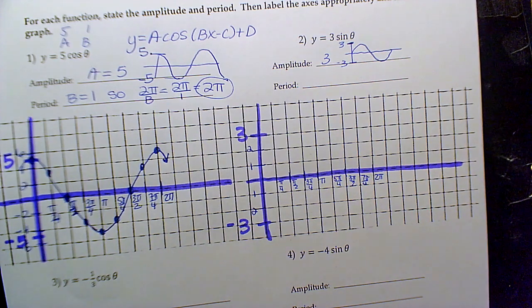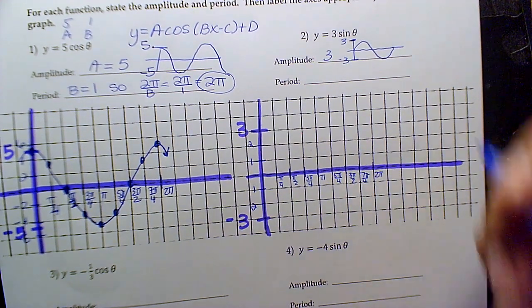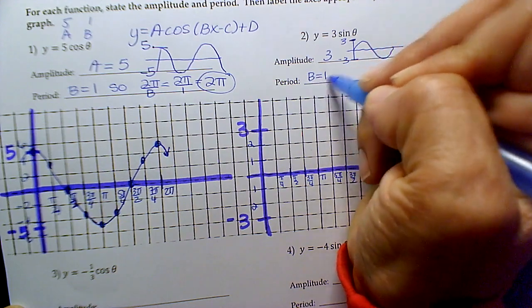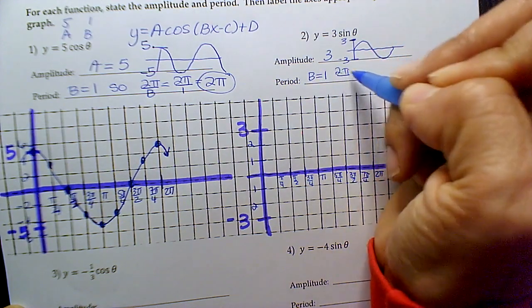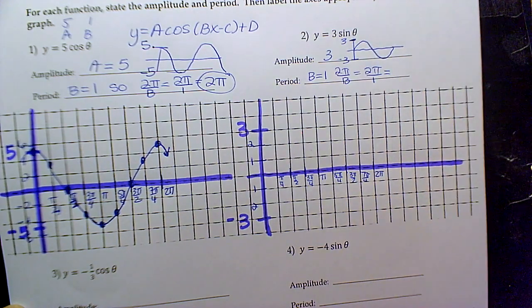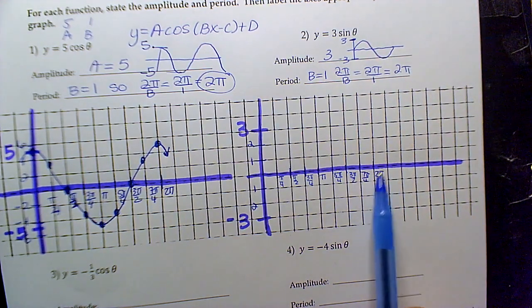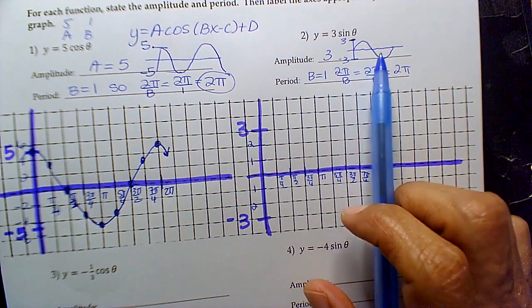So we just go up 3, down 3. That's it. That's why I have my purple max and min. All right, what's my period? We haven't shifted any of this yet, so 2 pi divided by b is 2 pi divided by 1, which is still 2 pi. So that's why I end at 2 pi, and this is what our graph is going to look like.